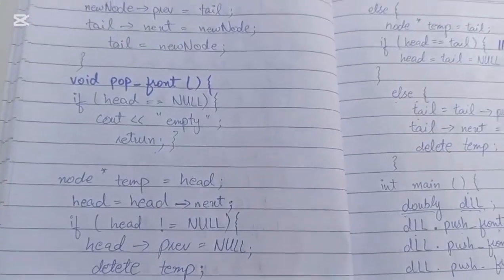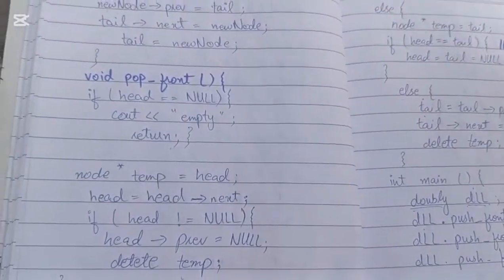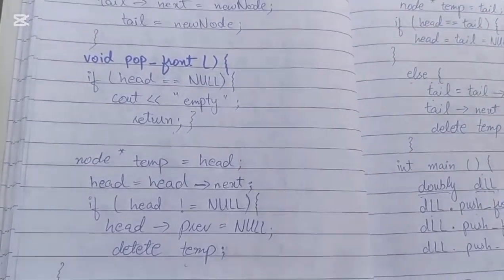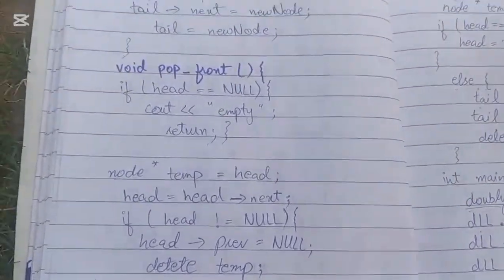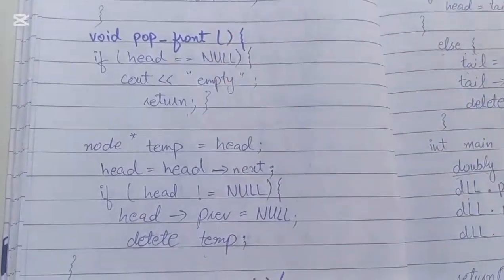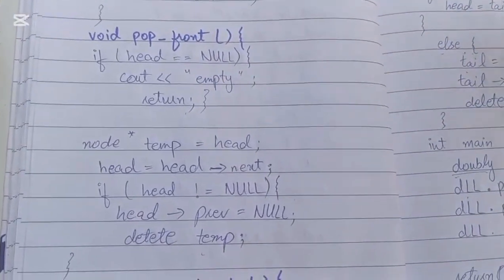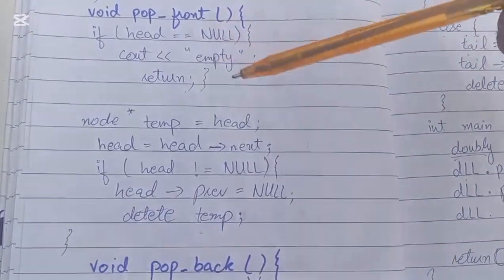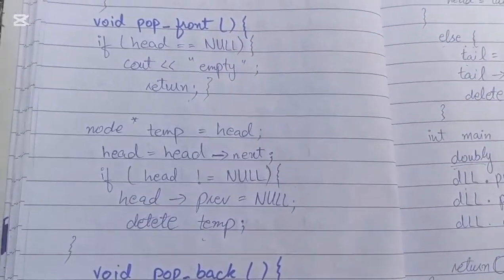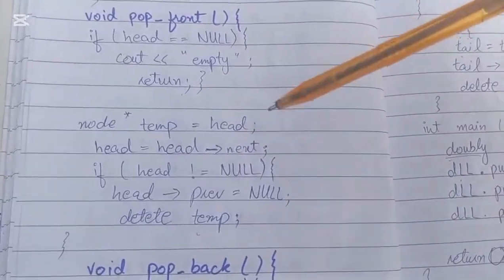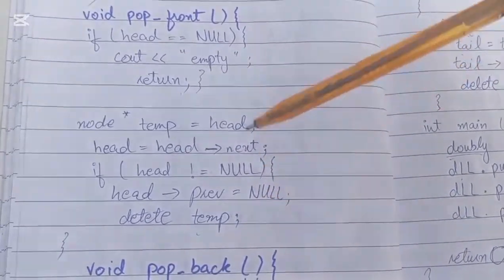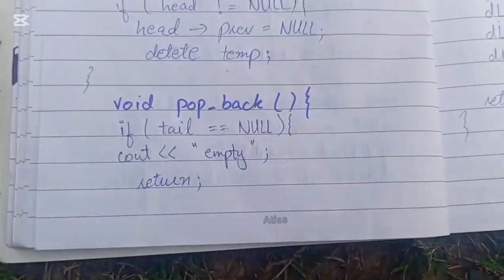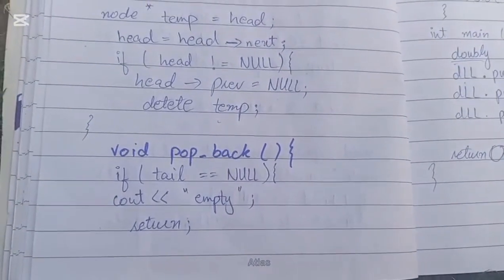Okay, moving forward, we have a function of void pop front, which means in the front, if head is equal to null, then cout will be empty and we return. Otherwise, Node temporary is equal to head, and then we move head to the next of head. That's why the head is updated now, and we delete the temporary value. That's simple.